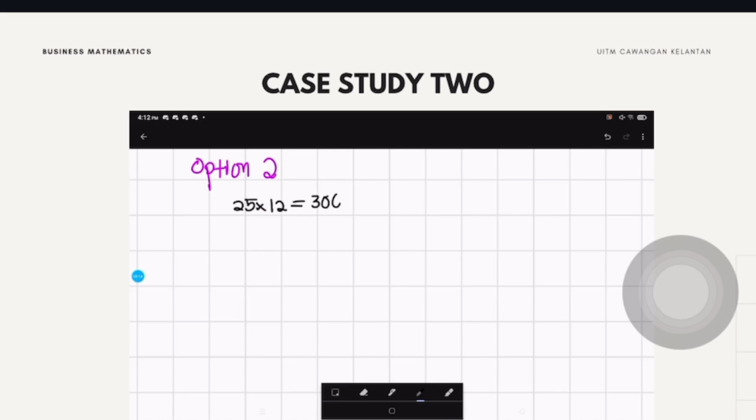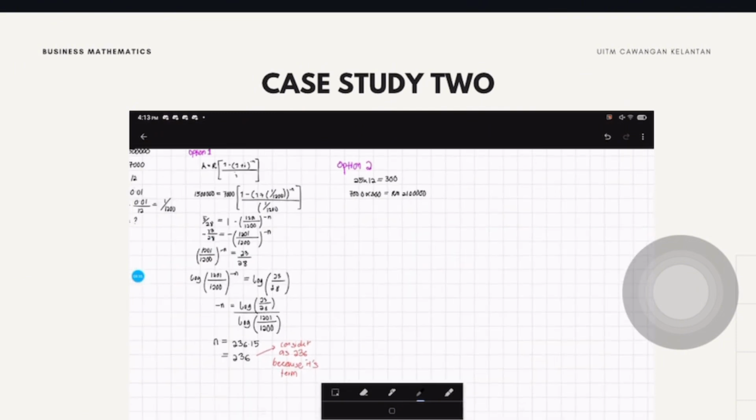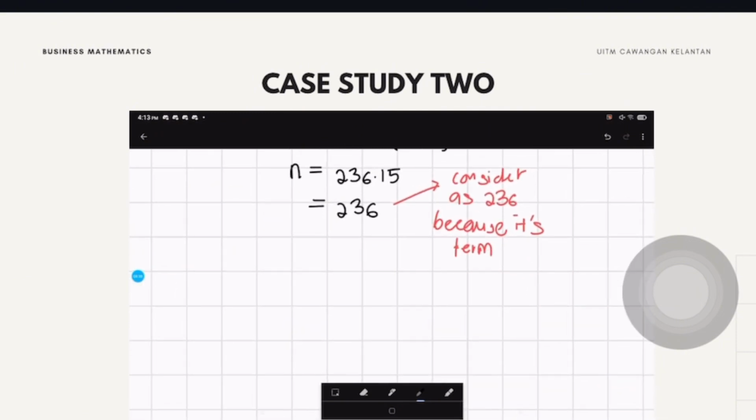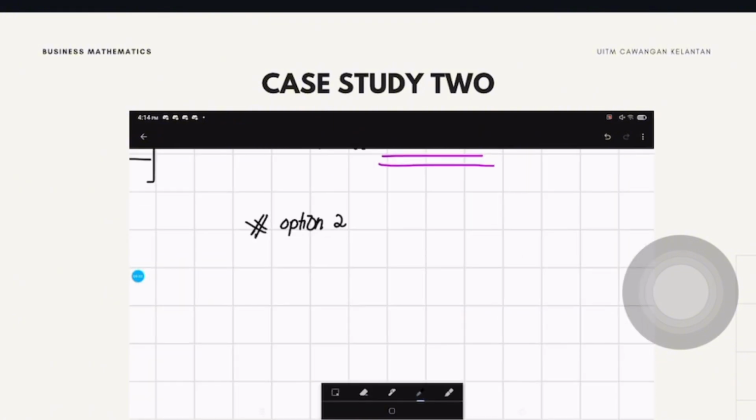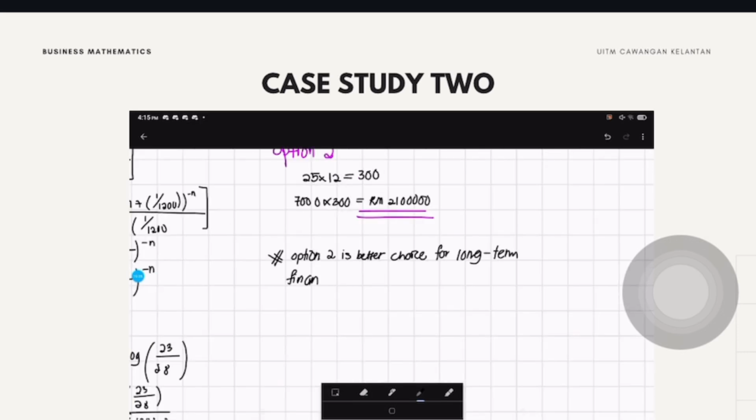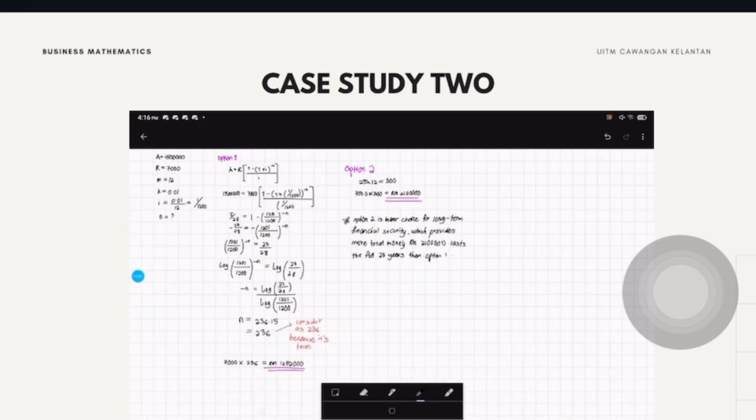Next, we move to option 2. For option 2 is 25 multiplied by 12 equals 300, and 7,000 multiplied by 300 equals Rm 2,100,000. Need to compare both options, and the best option is option 2 because option 2 is better for long-term financial security, which provides more total money over the full 25 years than option 1. Now we move to the next answer for question 2.